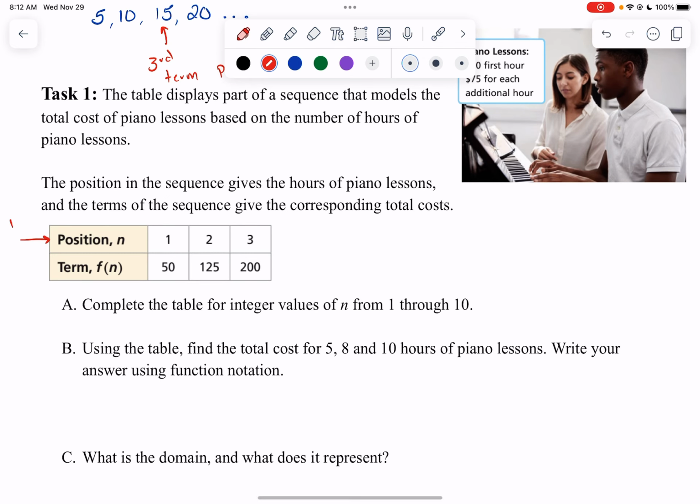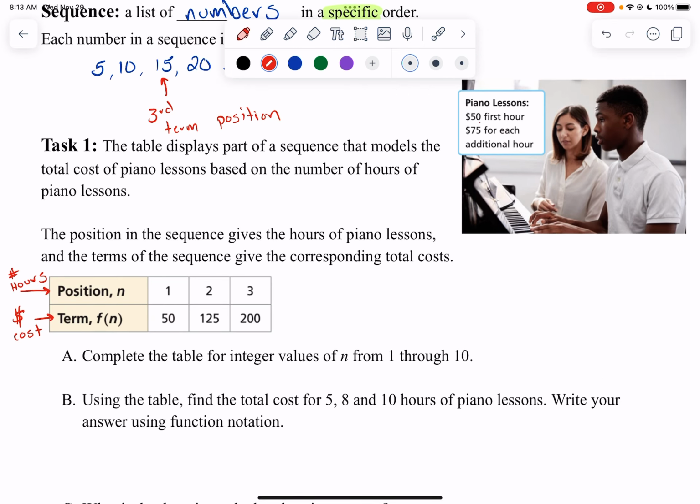So I'm going to go ahead and list this. This is the number of hours of lessons. And the term, this is the cost. This is the money, the cost. Okay. So 1 hour would be $50. 2 hours would be $125 because we're adding, from over here, $75 for each additional hour. 3 hours would be another $75.